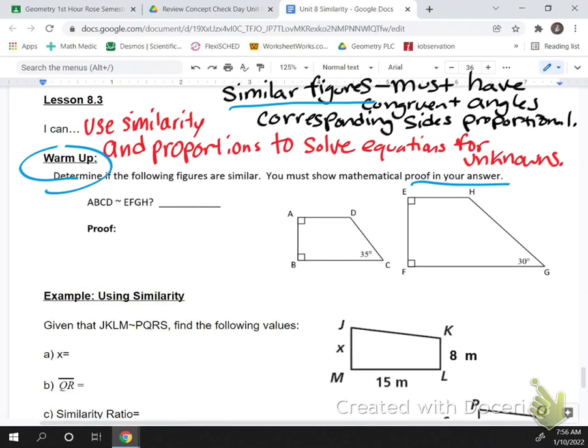The angles are not congruent, right? This one's 30, this one's 35. Here's my little mathematical proof. Oh my gosh, I will not have congruent angles here. I might have proportional sides, that's great, but I don't have congruent angles.